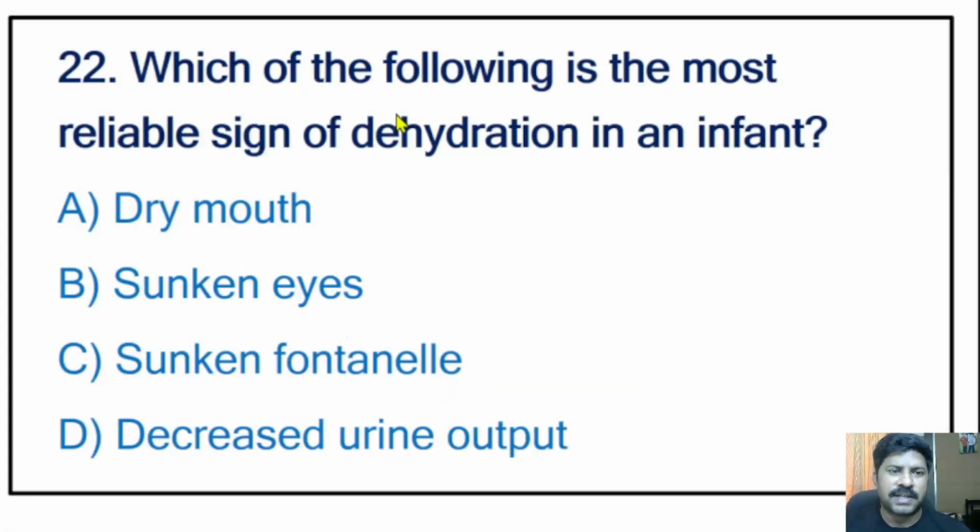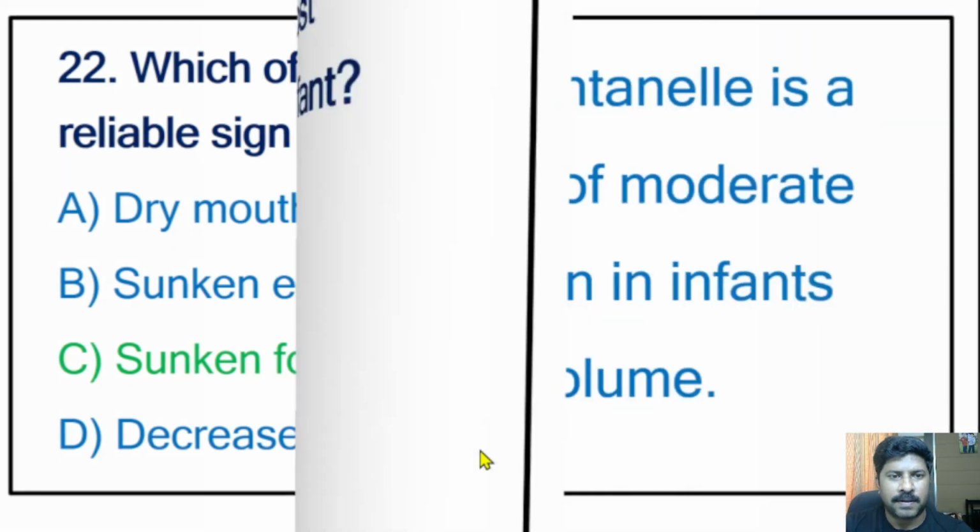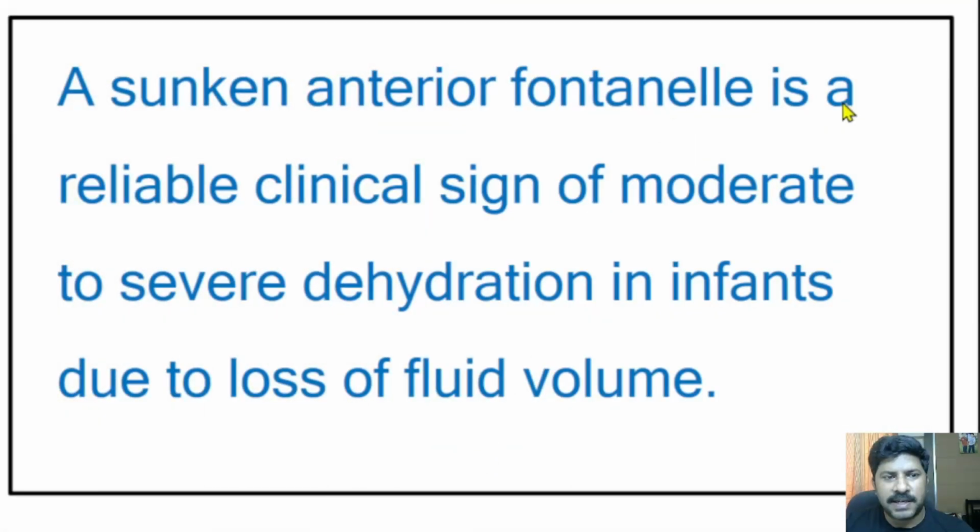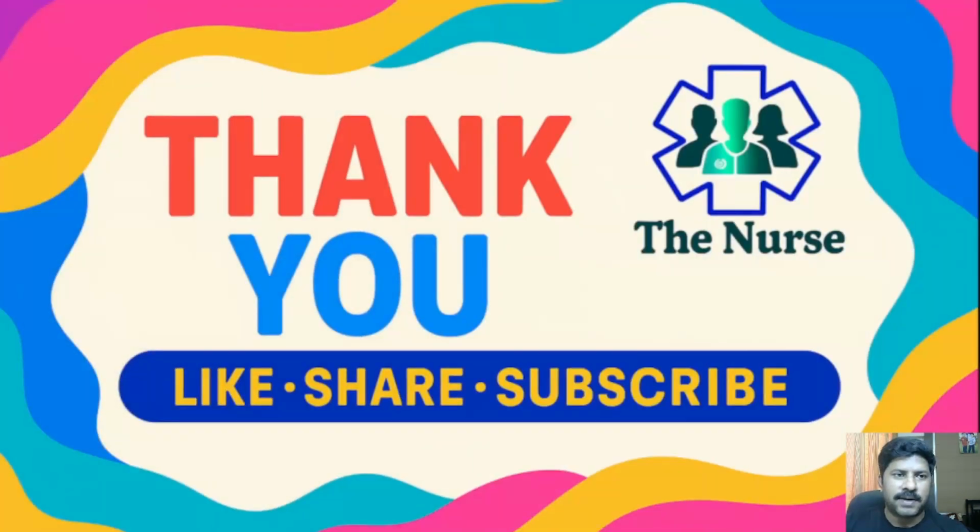Then 22nd question. Which of the following is the most reliable sign of dehydration in an infant? Dry mouth, sunken eyes, sunken fontanelle, decreased urine output. Correct answer is sunken fontanelle. A sunken anterior fontanelle is a reliable clinical sign of moderate to severe dehydration in infants due to loss of fluid volume. So physical examination of the anterior fontanelle is required to assess the dehydration status of the child. So that is about today's video.